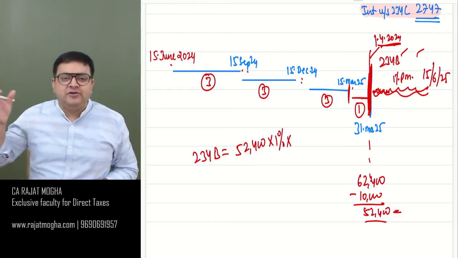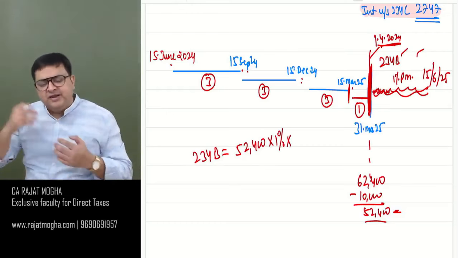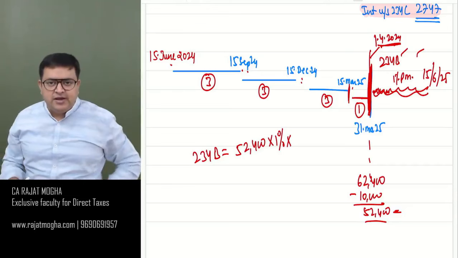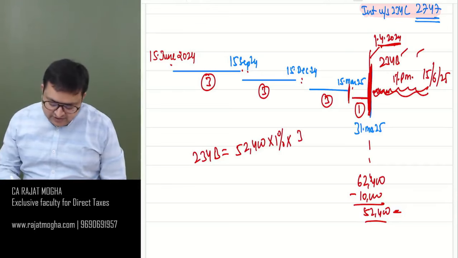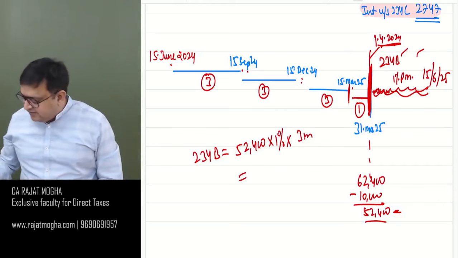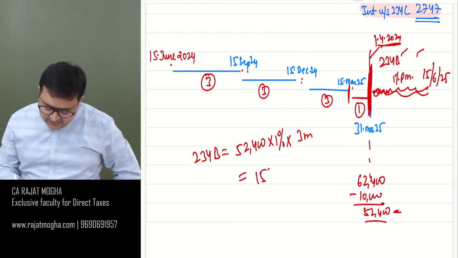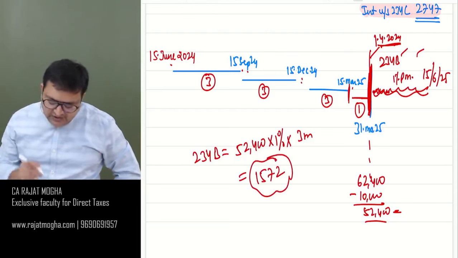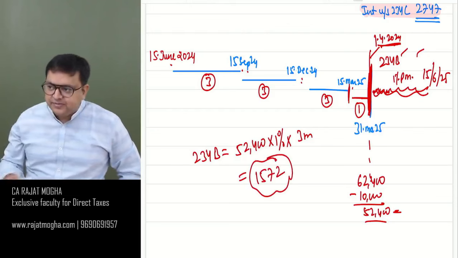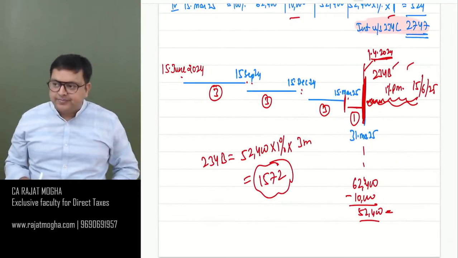It would have been 15th of August, I would have taken 5 months. Whenever you are depositing your ROI, then we will take. So it is 3 months over here. So 234B interest is 52,400 into 1% into 3, 1572. This is 234B. Have you written this? 1572.